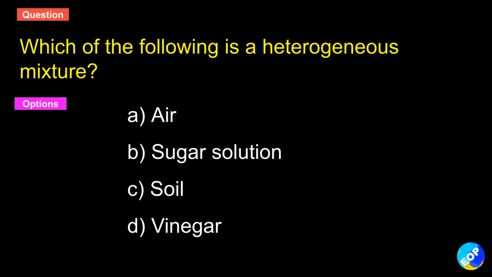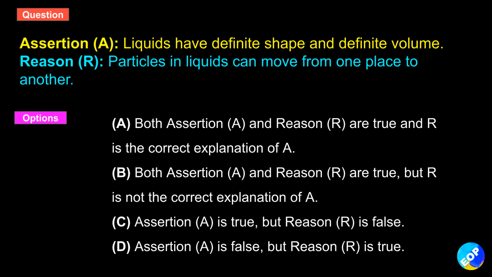Which of the following is a heterogeneous mixture? Answer is C, soil. Assertion A says liquids have definite shape and definite volume. Reason R says particles in liquids can move from one place to another. Which of these is correct? Answer is D. Assertion A is false, but reason R is true.